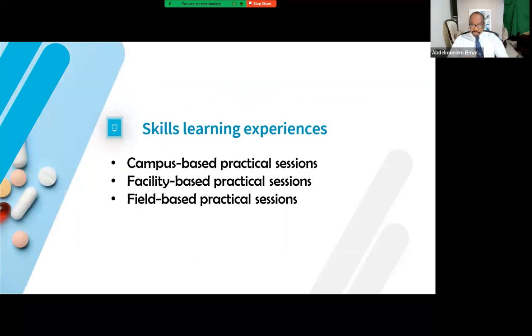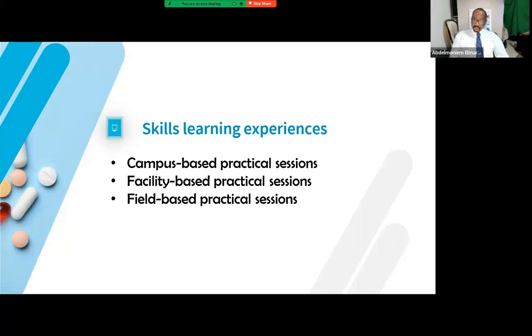Now, for skills, the campus-based practical sessions, whether in laboratories, simulation centers, or clinical skills laboratories, are all called campus-based practical sessions. There are also facility-based practical sessions. If they go to the health center or the hospital, these are called healthcare facility-based practical sessions.